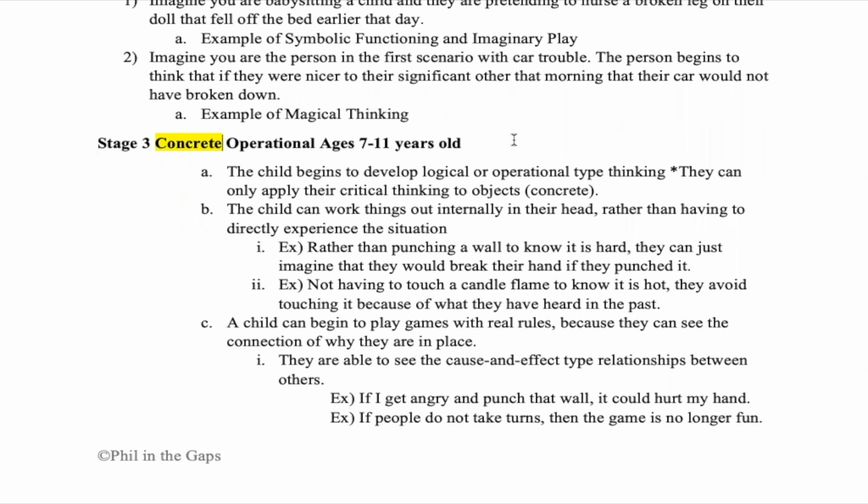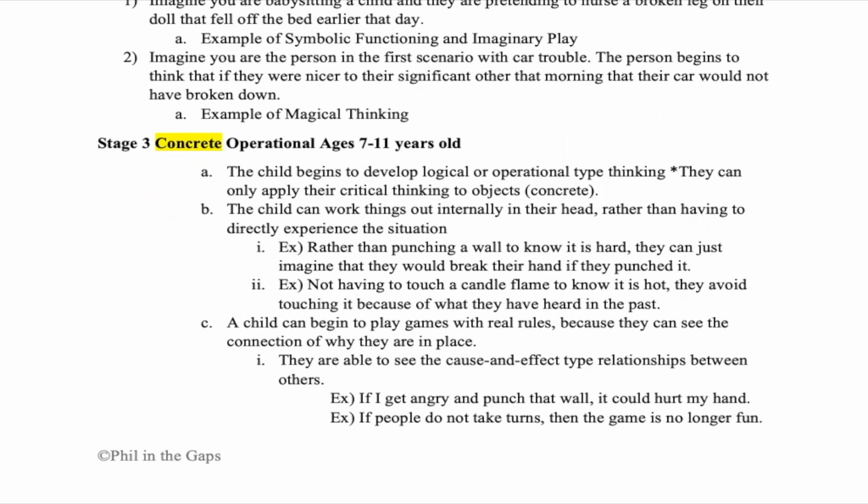So this is where the child can work things out internally in their head rather than having to directly experience the situation. A couple of examples to articulate this a little bit further. Rather than punching a wall to know it's hard, they can just imagine that they would break their hand if they punched it. They're like, you know what, that wall over there is pretty stiff and stiff things can hurt me, so I'm not going to do it. Another example, not having to touch a candle flame to know it is hot. So they avoid touching it because of what they've heard in the past, or they've watched somebody else do it. They watched a child touch a flame and get burnt. They're like, you know what, I'm not going to do that same exact thing.